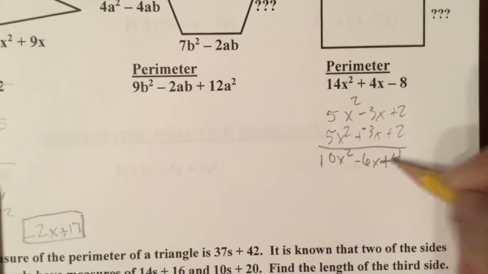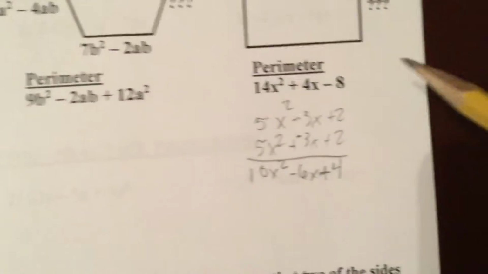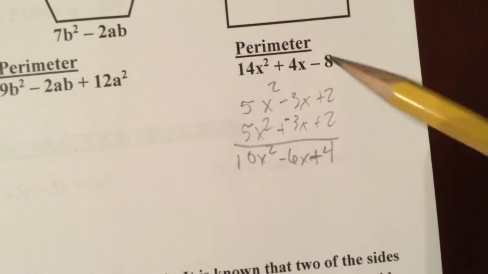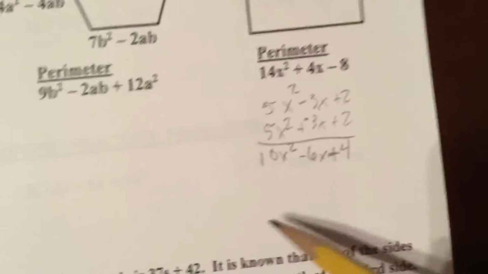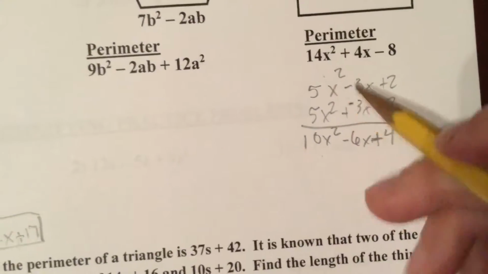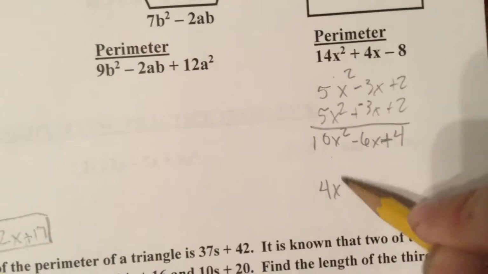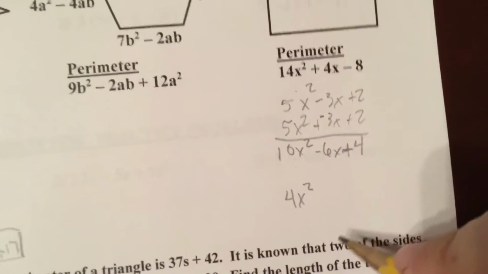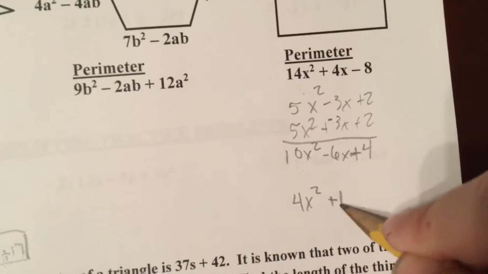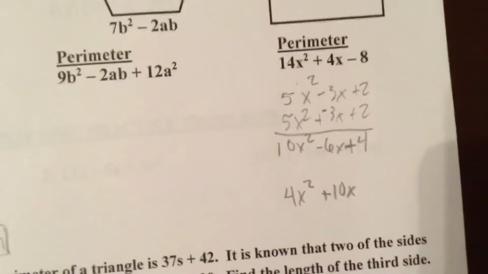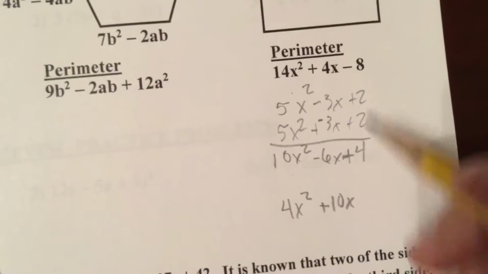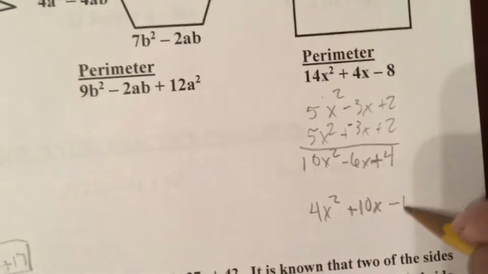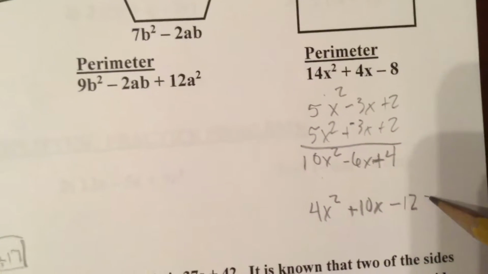Now, similar to the triangle, I compare this answer, which is adding 2 of my four sides, and I say, well, from 10 to 14, I'm missing 4x squared. From -6 to 4, I would have to add to -6, 10, and then to go from 4 to -8, I'd have to take 12 away. Now that's equal to 2 of my widths.